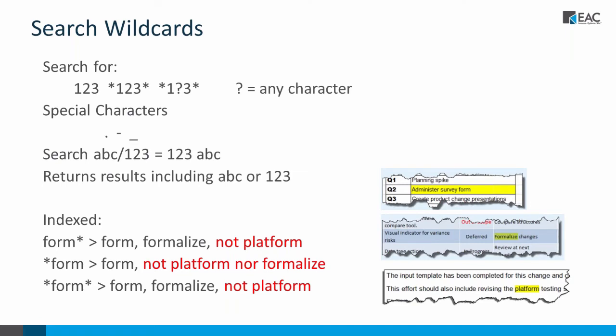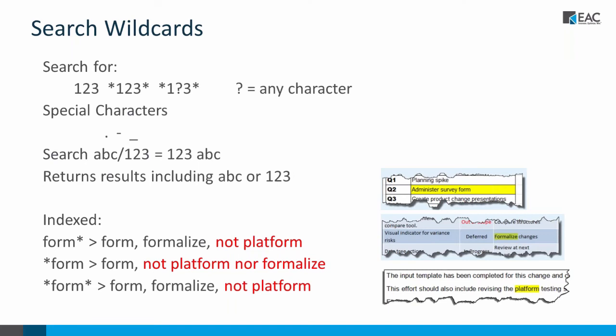So then if I do asterisk form asterisk, what it does is it looks for name and number that has the word form in it. That's great. But then it drops the original asterisk in the front, and it looks for anything after form and including form. So it's like the first one we did. It'll find form and formalize, but not platform, because it dropped the asterisk in looking through the text files, or the text areas of these.